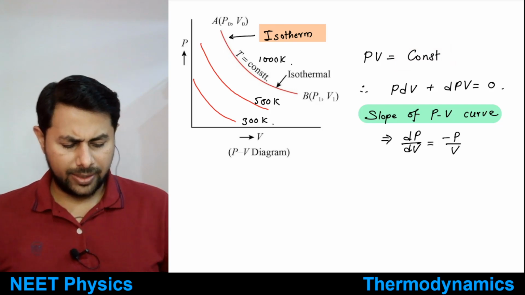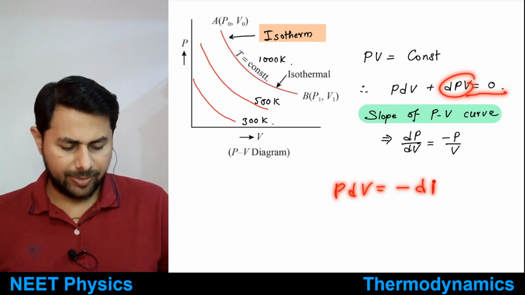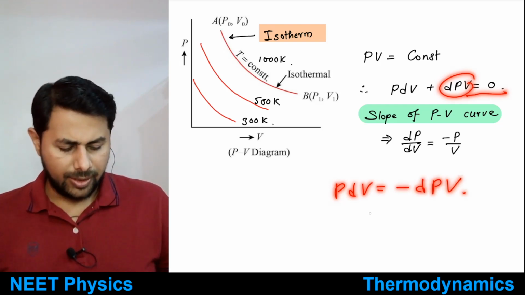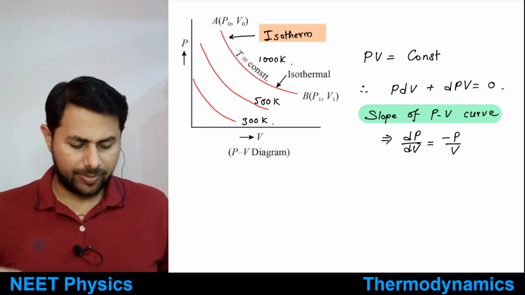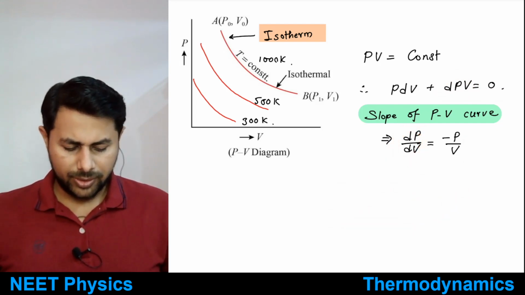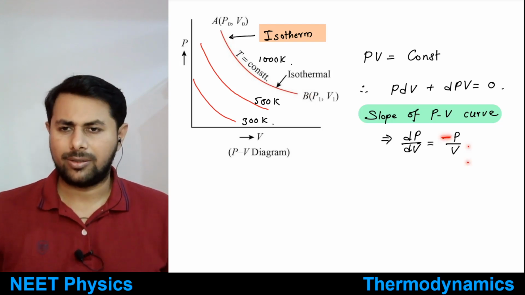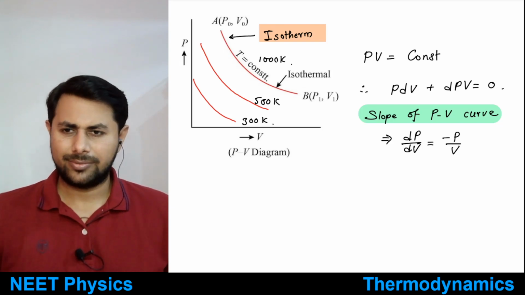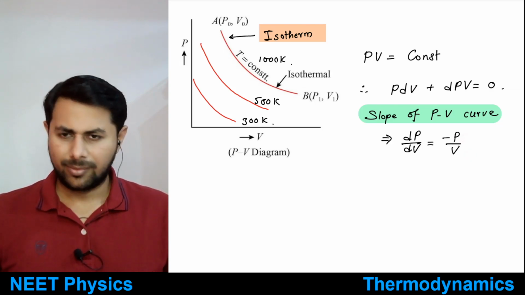Then you can move this thing to the other side. So P dV would be equal to minus dP times V, and then you move this volume on this side and dV on that side. So you will get P divided by V is equal to minus dP by dV, or dP by dV is just equal to minus P by V. So the slope of this curve is minus P by V. Is this thing clear? The slope of an isotherm would be equal to minus P by V, right?